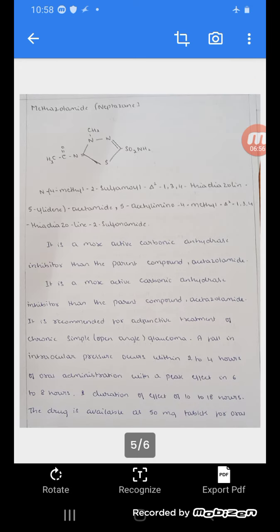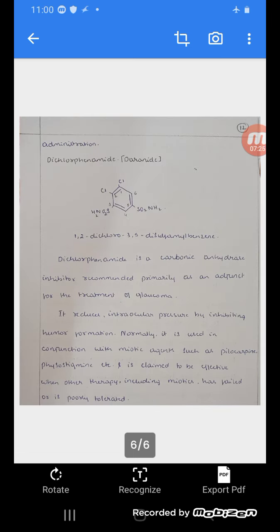Coming to the second example of carbonic anhydrase inhibitor, methazolamide. It is a more active carbonic anhydrase inhibitor than the parent compound, that is acetazolamide. It is recommended for the treatment of glaucoma and the intraocular pressure falls within 2 to 4 hours of oral administration.